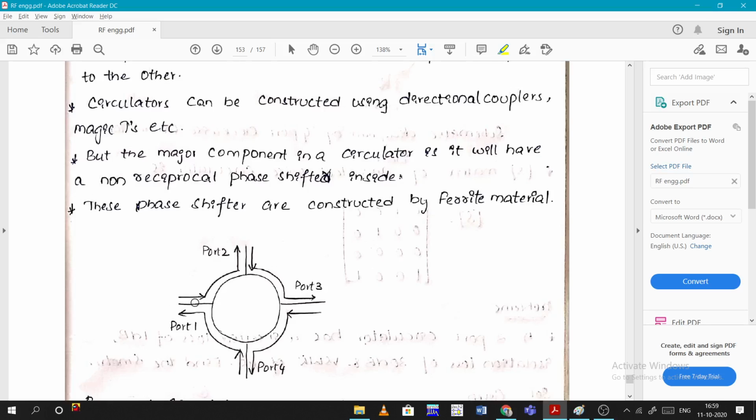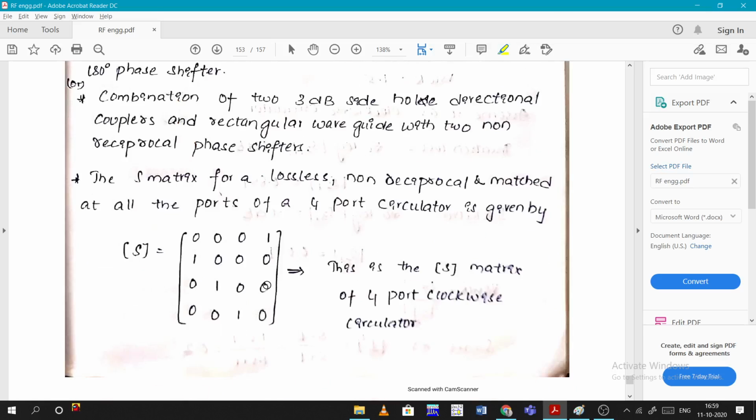For example, in a clockwise circulator, the signal will go from port 1 to port 2, from port 2 to port 3, from port 3 to port 4, and from port 4 to port 1. If it is anti-clockwise, the directions are opposite.